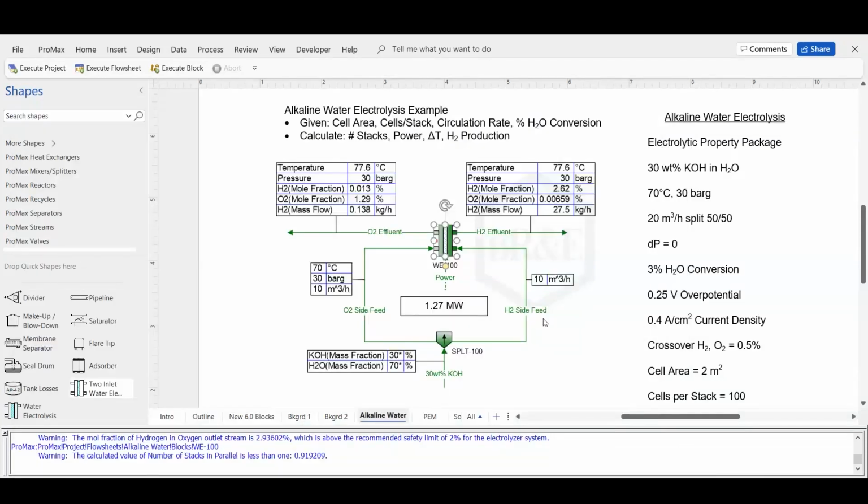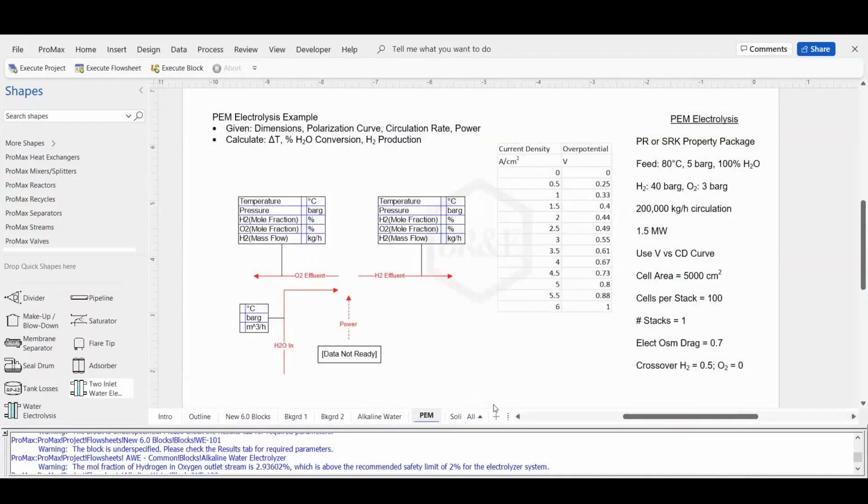So that is everything we need to know about our alkaline water electrolysis block. Let's move on to the next one, the PEM electrolysis, however you prefer to describe your PEM.